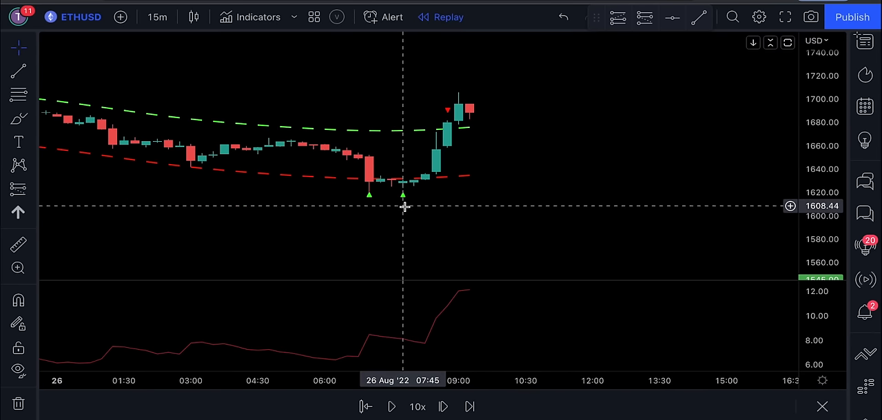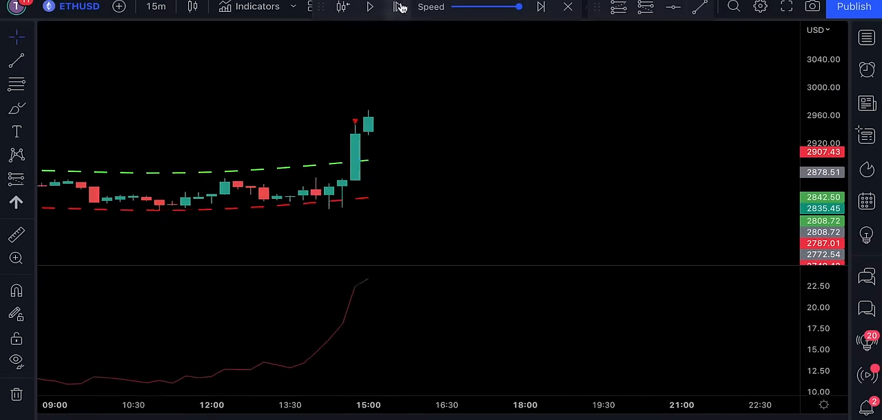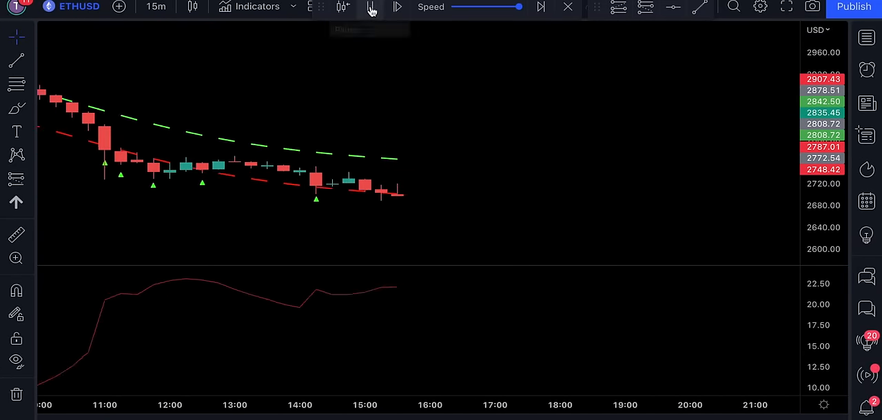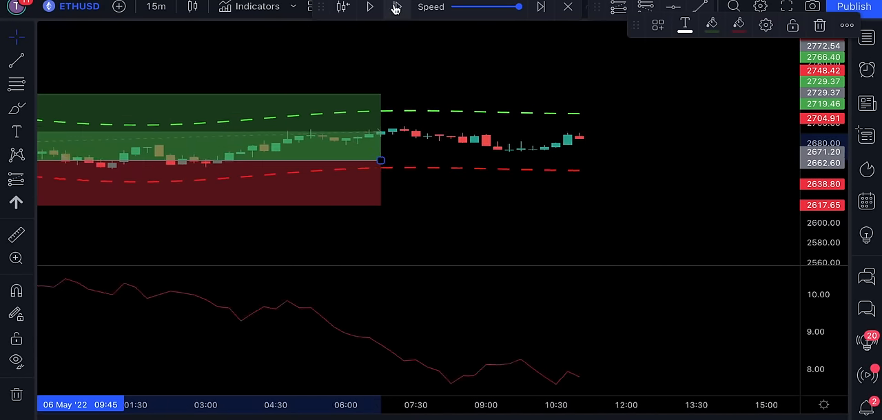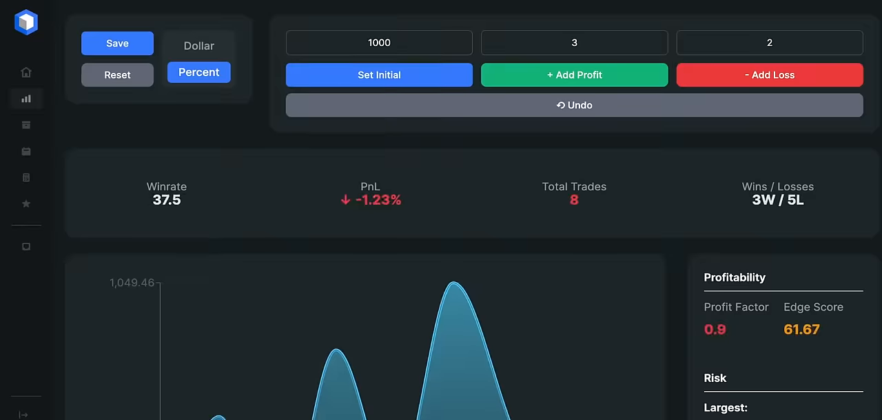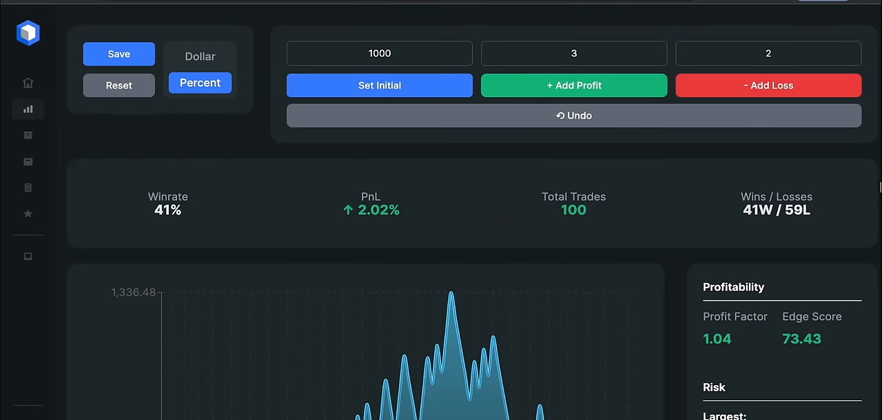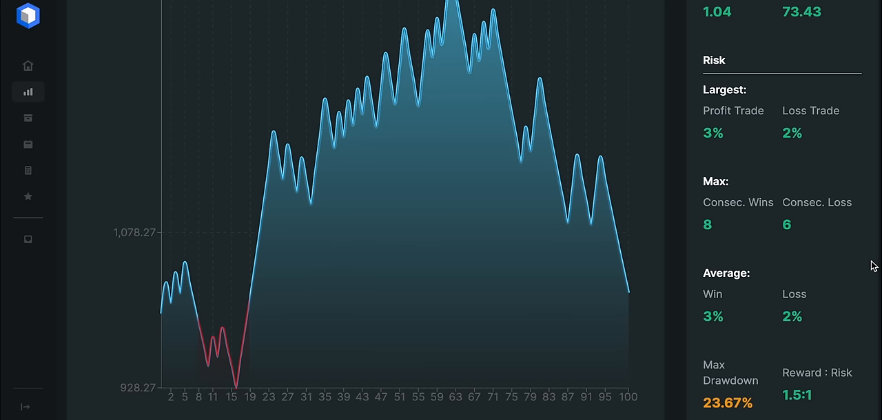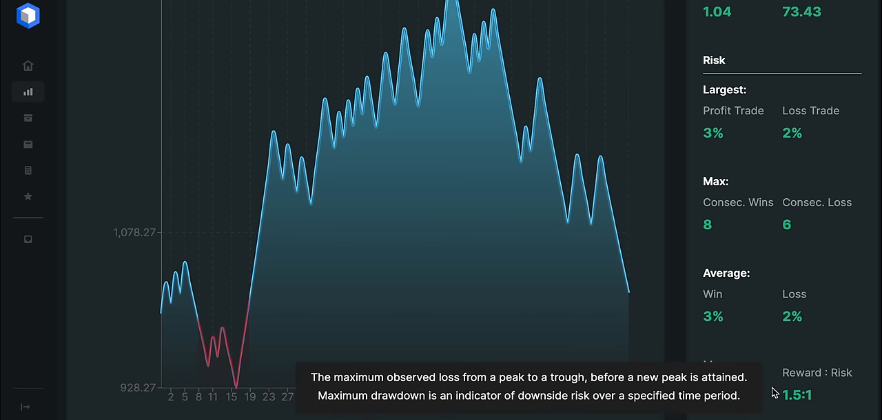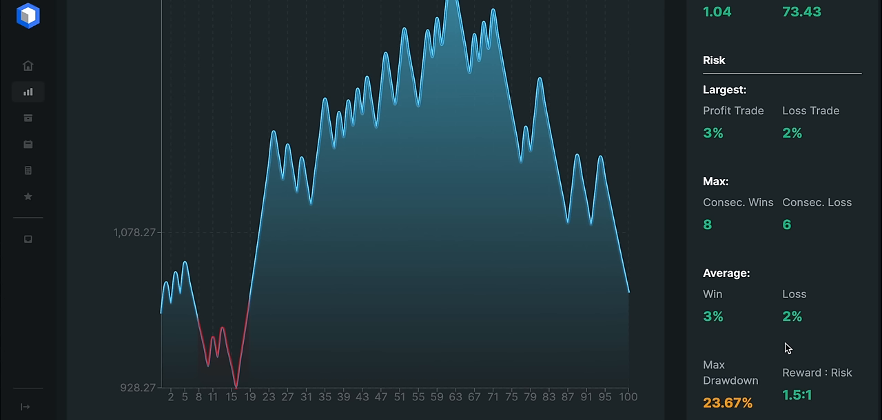Okay, now we know exactly how to work with this indicator, so let's do our backtesting to find out its true win rate after 100 trades. Okay, the backtesting is finished and the win rate for this indicator is something I expected. It's only 41%, which is quite bad. After 100 trades, we increased our account size by only 2.02%. The profit factor is 1.04 and we had 8 consecutive wins against 6 consecutive losses. The maximum drawdown for this indicator is 23.67%.